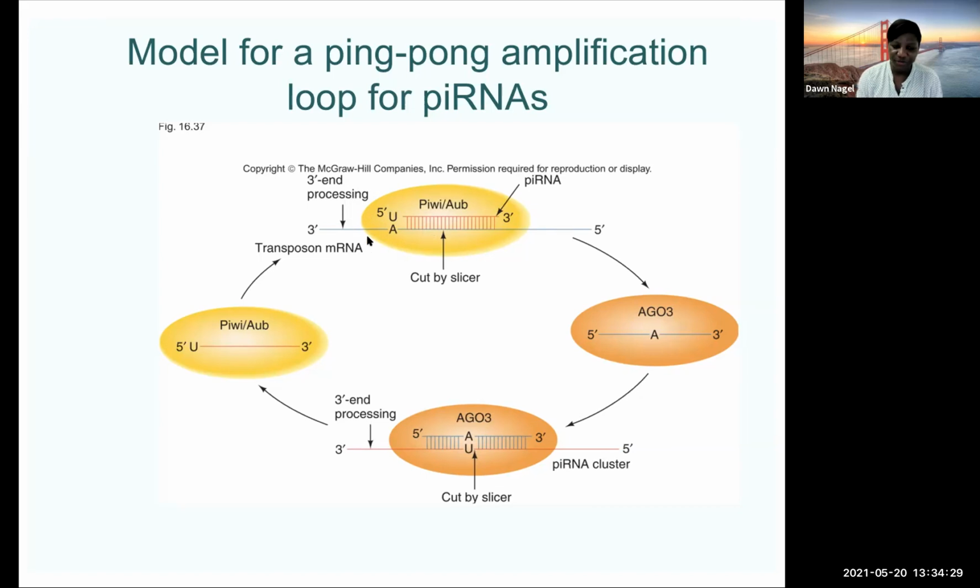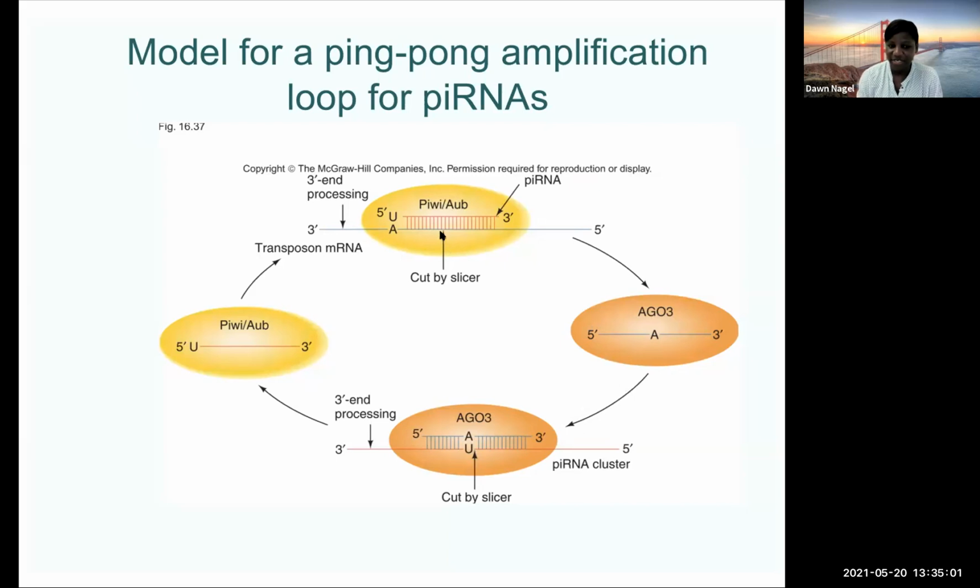And in addition, on the other half of this target mRNA, where this A is bound to this U from your piRNA, this 3' end also gets processed, okay? So you're left with this fragment when this cleavage occurs, okay? This fragment of this transposon is then what is used in this step to amplify this process again, okay?